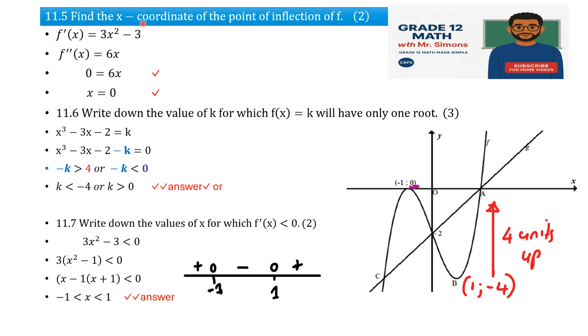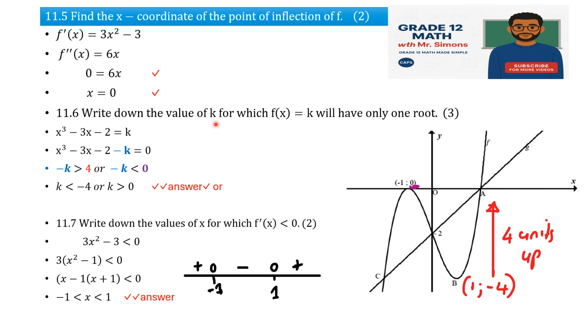And -3 is a constant, so that falls away when I find the derivative. So 6x equal to 0, x equal 0, because 0 divided by 6 is 0. So 1 mark for equating the second derivative to 0, and 1 mark for writing x equal 0.